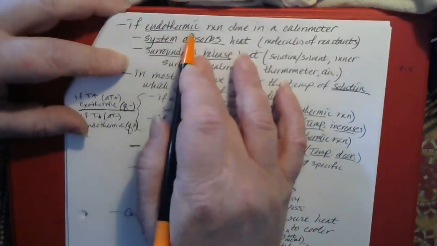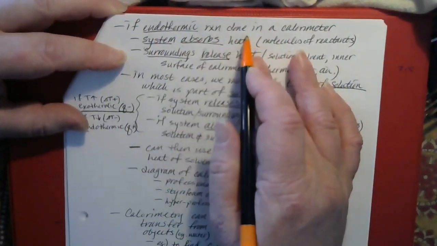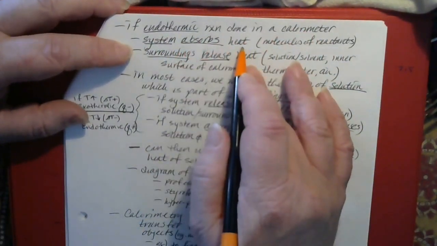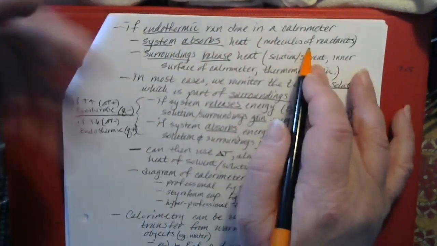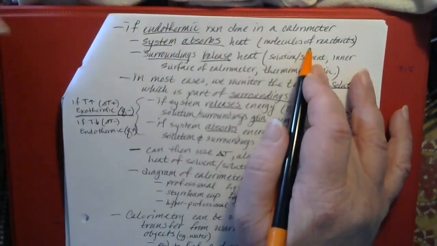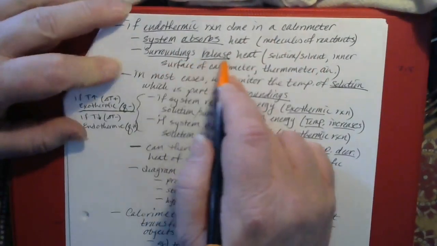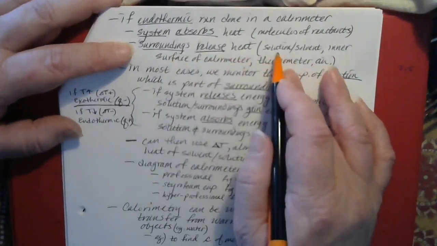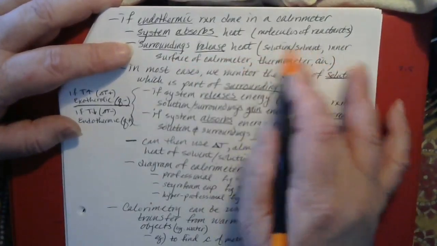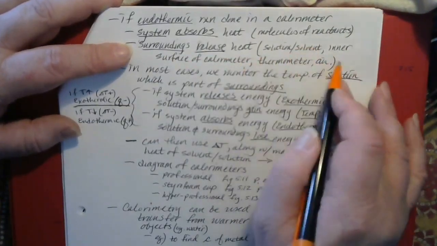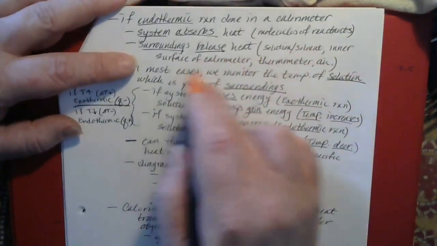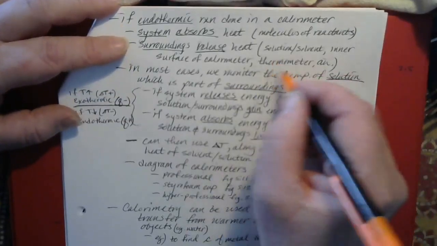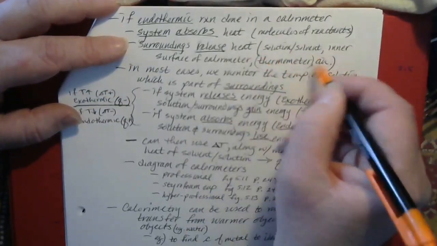If the reaction is endothermic, and it's done in the calorimeter, then the system absorbs heat. That is, the molecules of the reactants are taking in heat from the surroundings, and the surroundings would be releasing or losing heat. And again, the surroundings would be principally the solution or the solvent, usually water, but also the inner surface of the calorimeter if you're not using styrofoam, and thermometer and air, but again, we can usually ignore those.